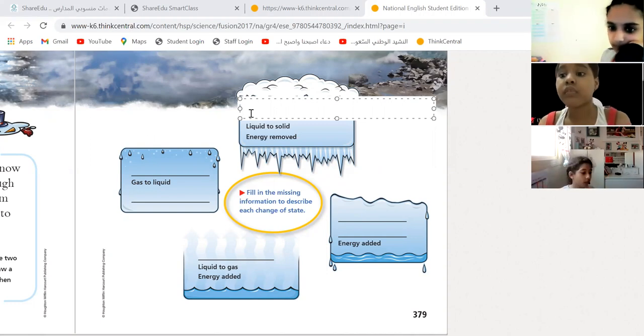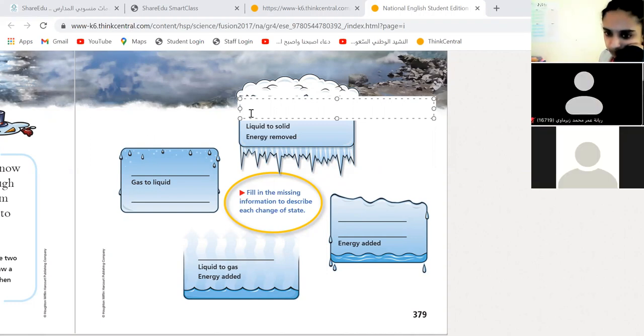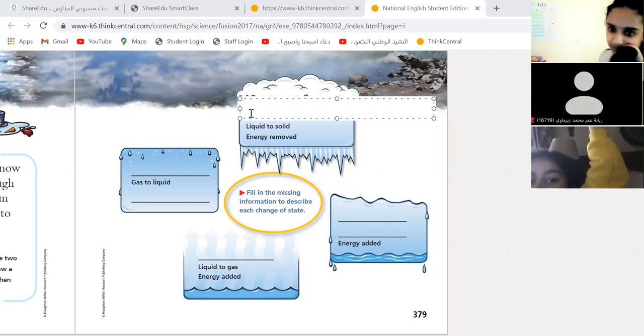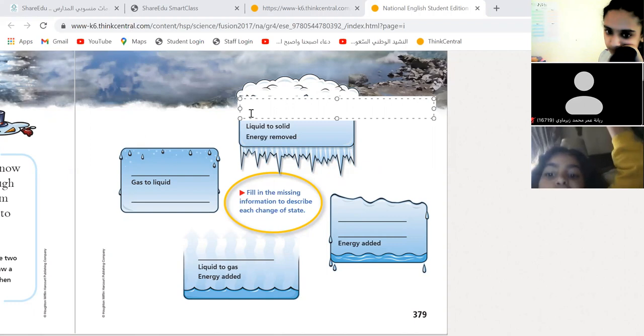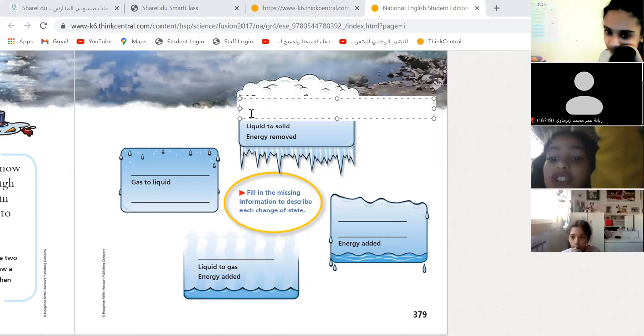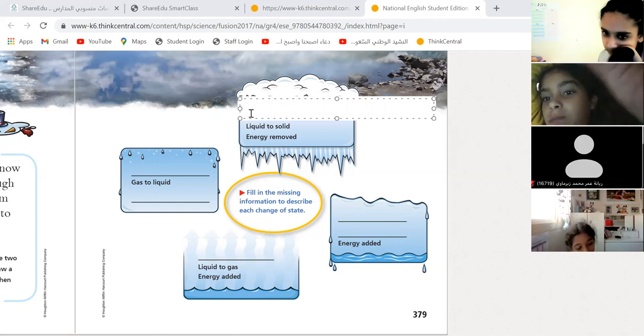This is the thing I am confused with. Liquid to solid. Well, I think you need to do an experiment. How do I do an experiment? Let me tell you. Bring liquid water. Pour it in a container, and then take away heat. How would you take away heat? You can put it in a freezer. See what happens after time.